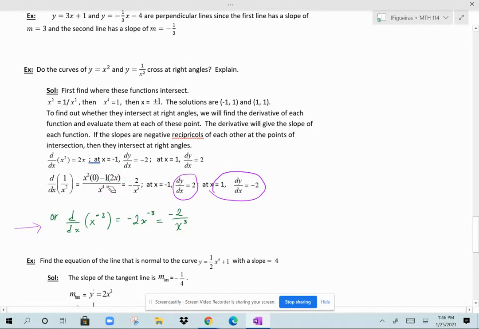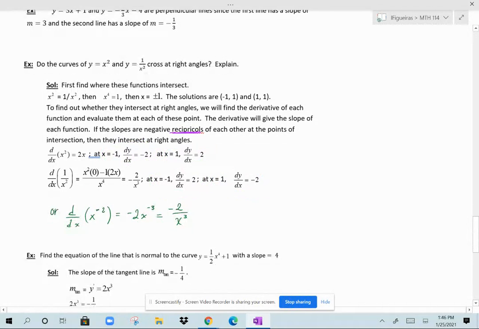So we can conclude that although they do intersect, they do not intersect at right angles, because at -1, this one has a derivative of -2, but the second function has a derivative of +2. Although they are opposite in sign, they are not reciprocals of each other. The same thing happens at 1. X squared has a slope of 2, and 1/x² has a slope of -2. These are opposite in sign, but they are not reciprocals. They need to be reciprocals of each other.